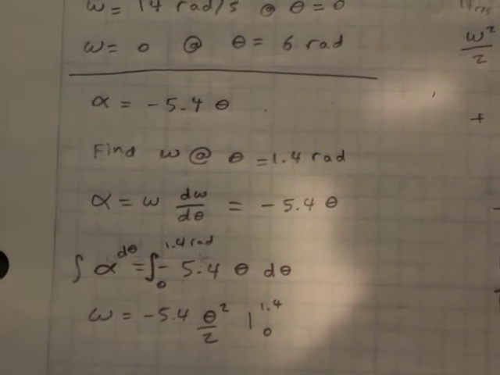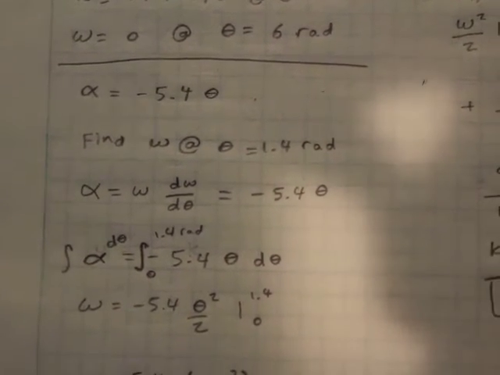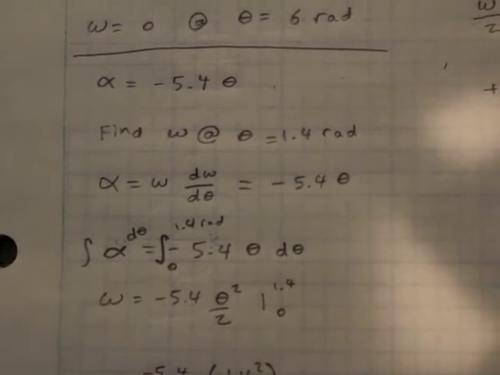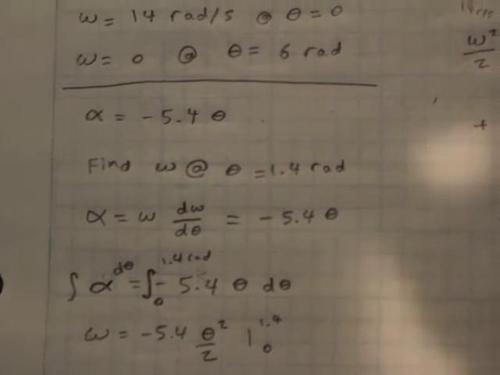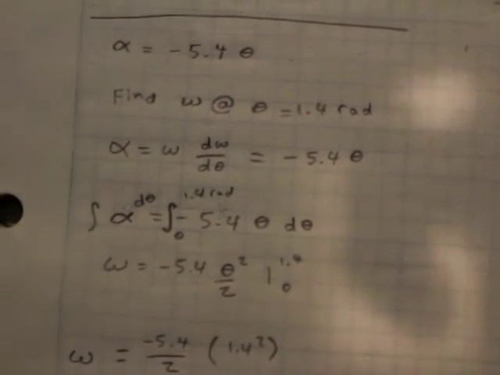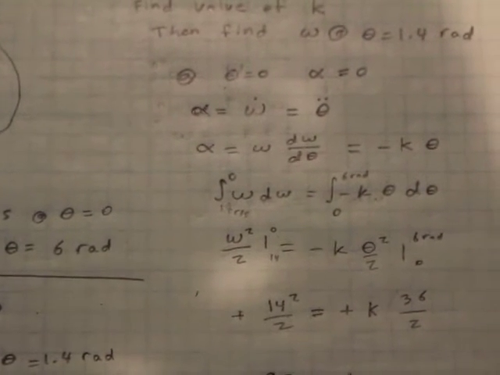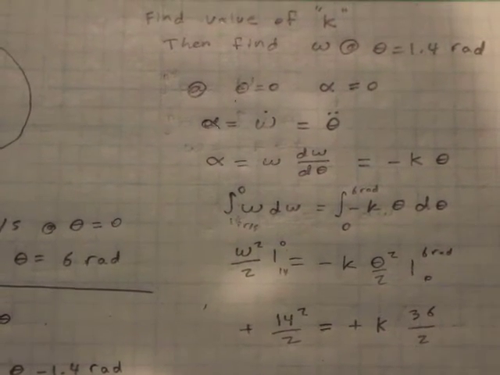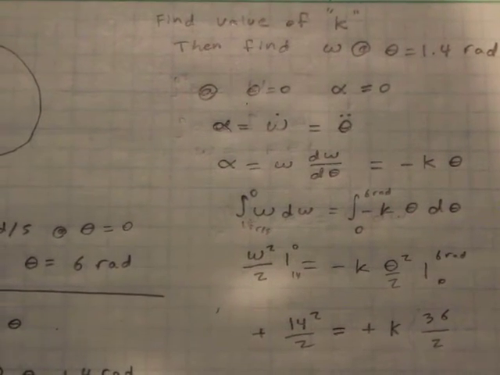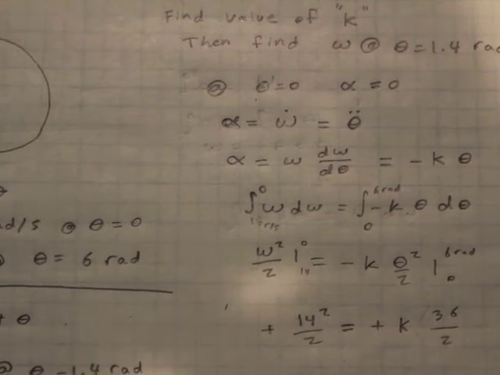So we need to find our omega at theta equals 1.4 rad. So we'll go ahead and do the same. Well, actually, we'll just take the original equation, this one right here, and then just skip down to here. Using our equation over here, omega is the time integral of alpha. So if you integrate alpha, you get omega.